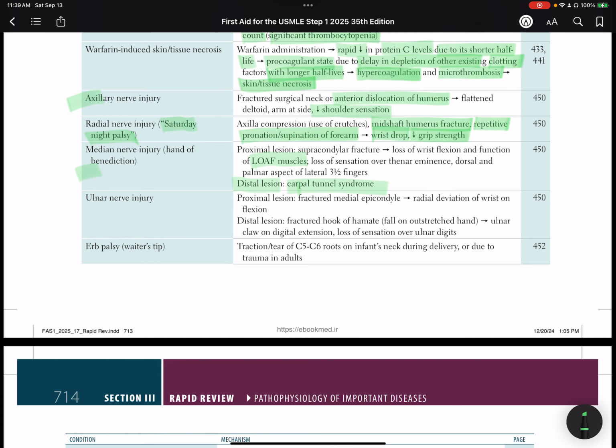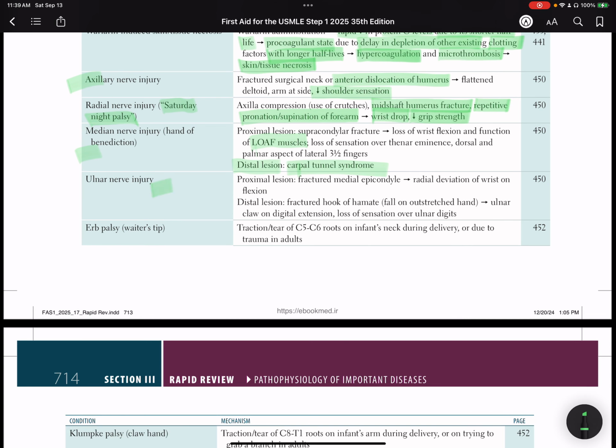Next condition, high yield: ulnar nerve injury. Ulnar nerve injury has two parts, proximal lesion and distal lesion. Proximal is fractured medial epicondyle. Proximal lesion leads to radial deviation of wrist on flexion. Distal lesion causes fractured hook of hamate, from fall on outstretched hand, which is also ulnar claw on digital extension.